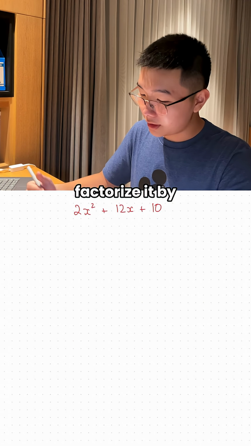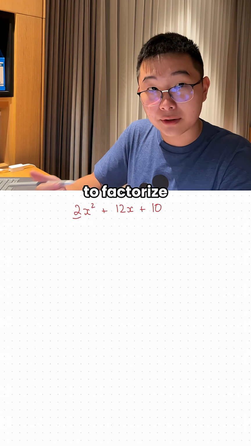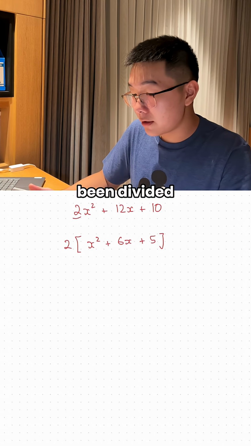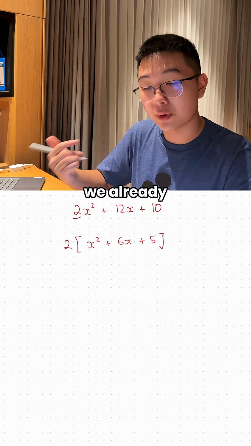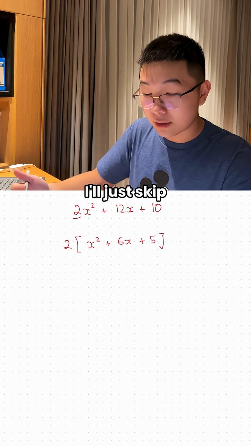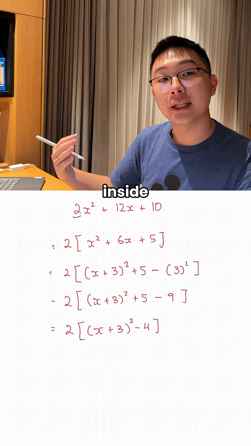You're going to want to factorize it by whatever number is back here, which is 2. So we're going to factorize this. Now you see everything has been divided by 2. Now you're going to want to complete the square normally inside the bracket. And since we already did this equation before, I'll just skip through the steps. So you see, now I've repeated all the steps and completed the square inside the bracket.